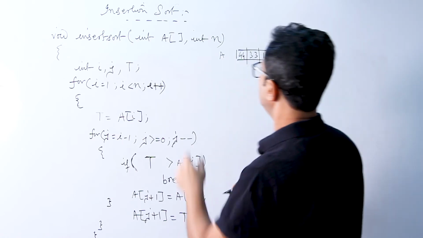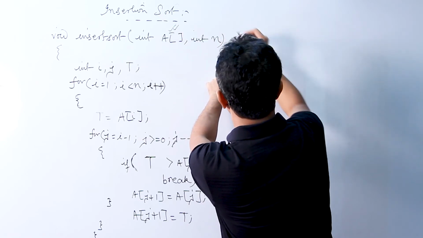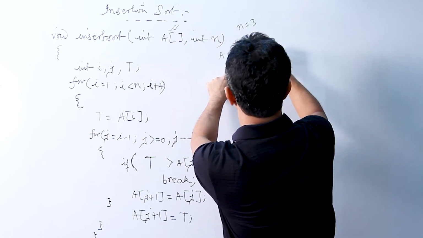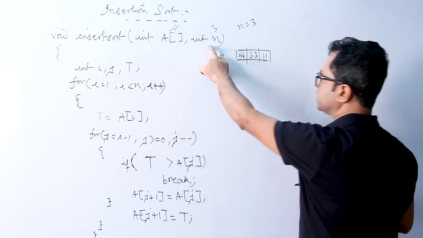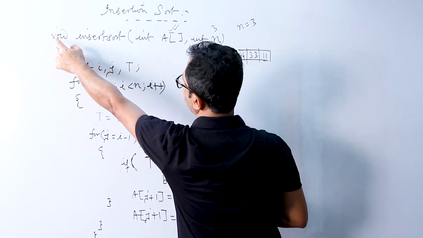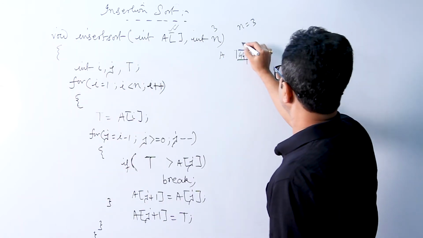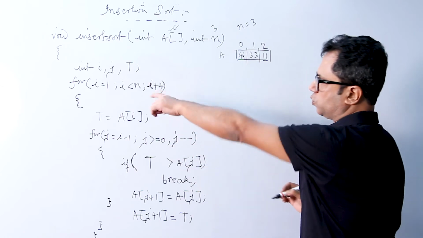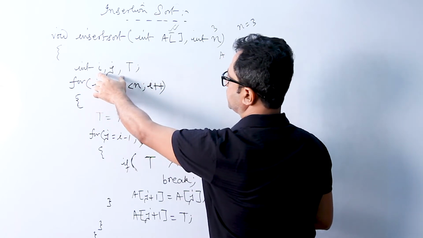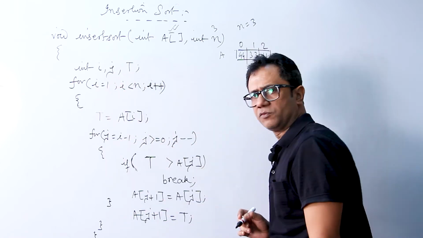Suppose this is A. The base address of this array will be supplied over here, and the number of elements, n equal to 3 in our case, is supplied as the second argument. The name of the function is insert sort, nothing to return, that is why the return type is void. The positions are 0, 1, 2. We have taken three variables i, j and t. i and j are loop variables, t is a temporary variable.